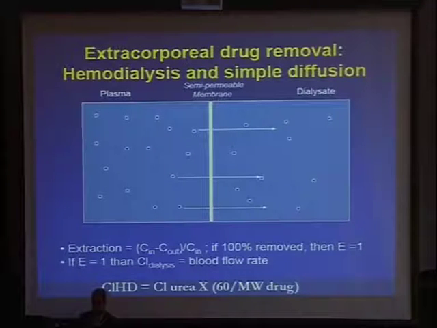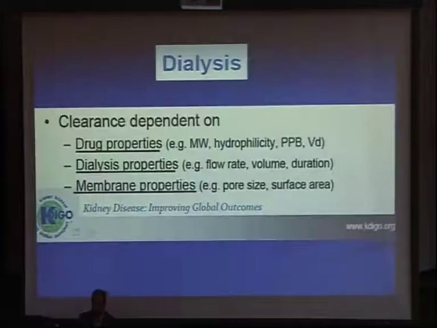There is another equation by which we can find out the clearance by intermittent hemodialysis, which equals the clearance of urea multiplied by 60 and divided by the molecular weight of the drug. You're not going to be doing calculations. These are all present as nomograms, just telling you how these things are calculated, okay?